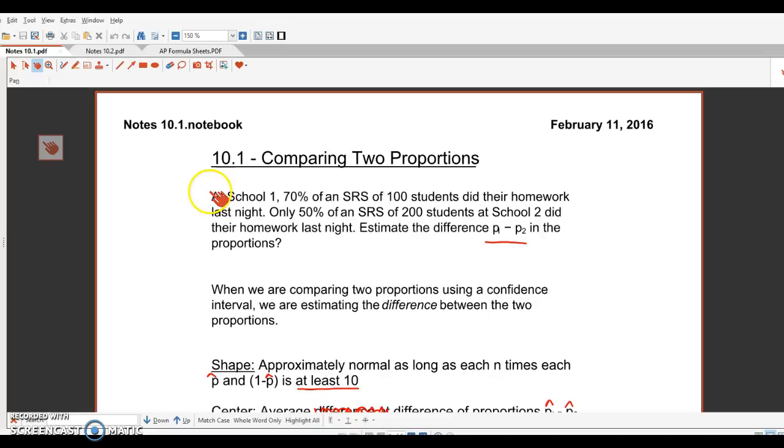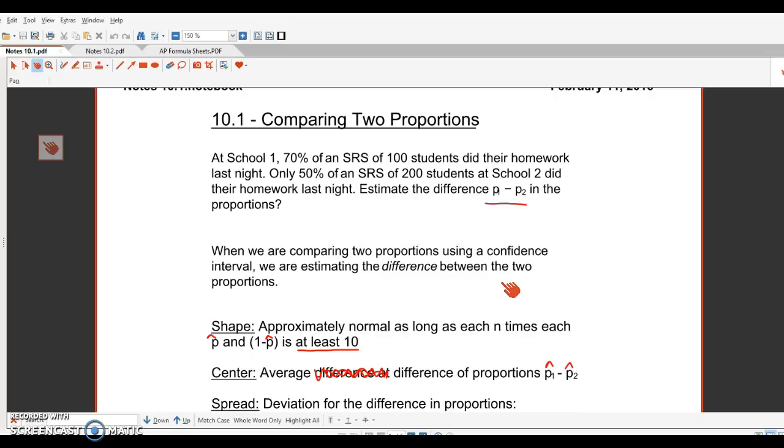So, introductory example. At school 1, 70% of a simple random sample of students did their homework last night, and only 50% of a simple random sample of 200 students at school 2 did their homework last night. Estimate the difference of the proportions of all students of those two schools in terms of how many of them did their homework last night.